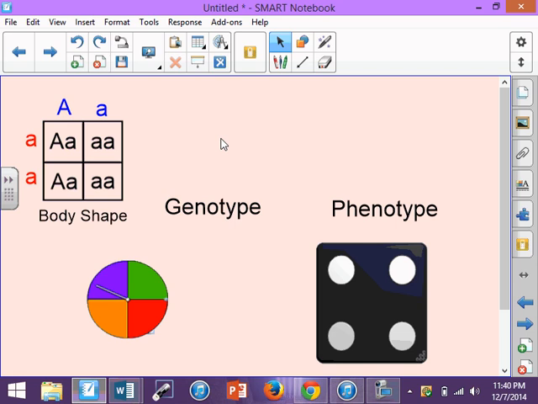Now, here comes the interesting part. If you remember, I said genetics is random. We don't know for sure what we're going to get ever. I don't care how many times your parents have offspring, how many brothers and sisters you have.